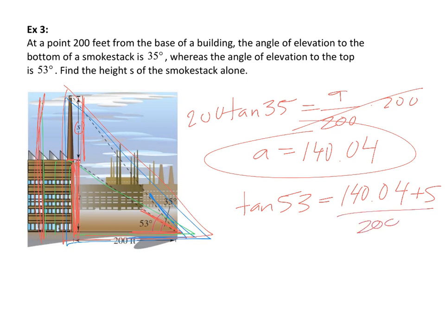I'm a little squished here, so multiply by 200 on both sides. So I have 200 tangent of 53 is equal to 140.04 plus S. And then I subtract 140.04.